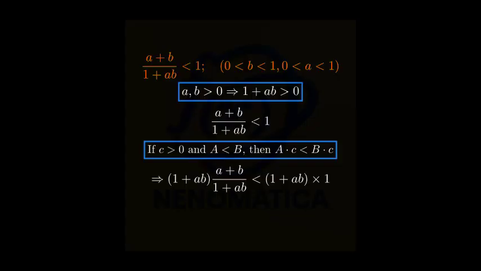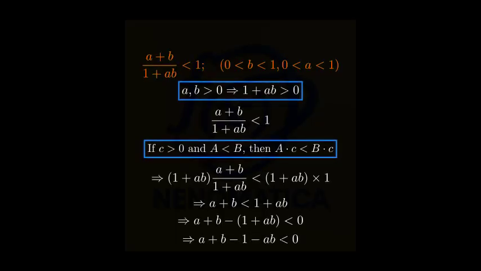Since we've established that 1 plus ab is positive, multiplying both sides by it won't change the direction of the inequality. Step 2. Now we can simplify. On the left side, the denominator 1 plus ab cancels with the term we're multiplying by. On the right side, we get 1 plus ab. Step 3. Let's rearrange to get all terms on the left side. We'll subtract 1 plus ab from both sides.